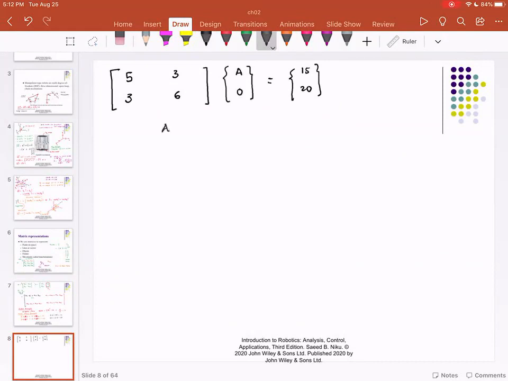And this is a classic way of writing AX is equal to B, where B is a vector that is known, A is a matrix that is known, and X is a vector that is unknown.